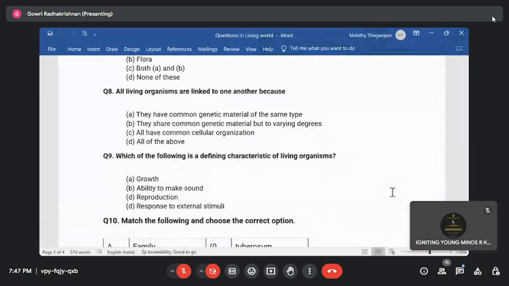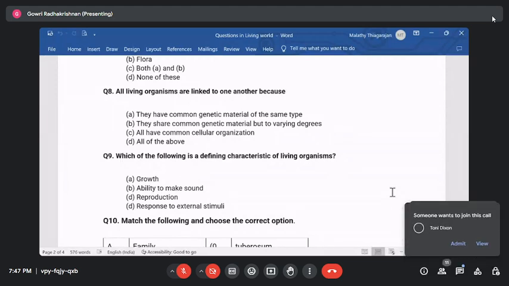Cellular organization is not the same, they are not common. And the genetic material is not of the same type in all the living organisms, that is also not true. So option B is the correct answer.